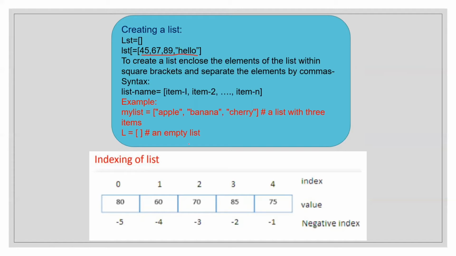Another way is to use a list constructor, where we write list. Let me show you. If I write lst is equal to list, and then within round parentheses I write something, this will also give us a list. This is one way, and the other way is lst and directly writing within square brackets. So both of these are lists.